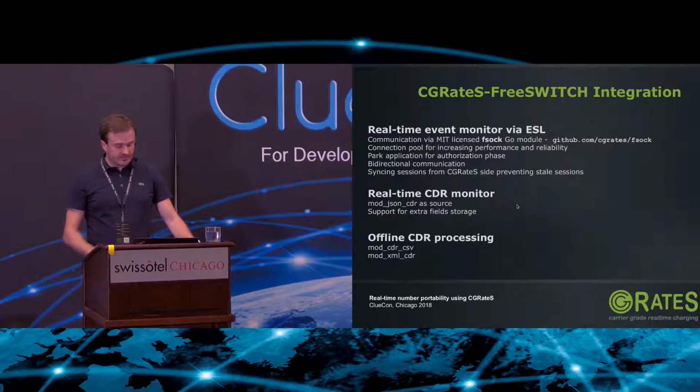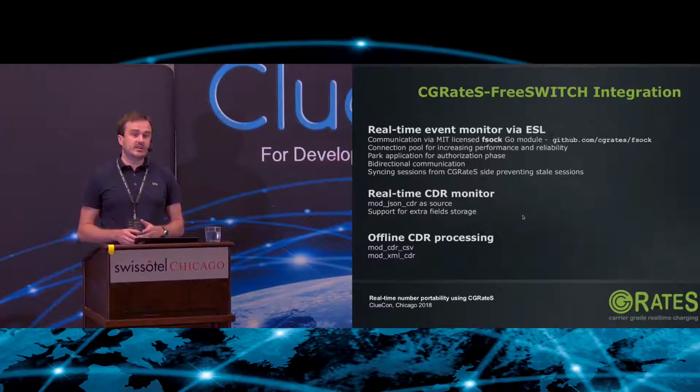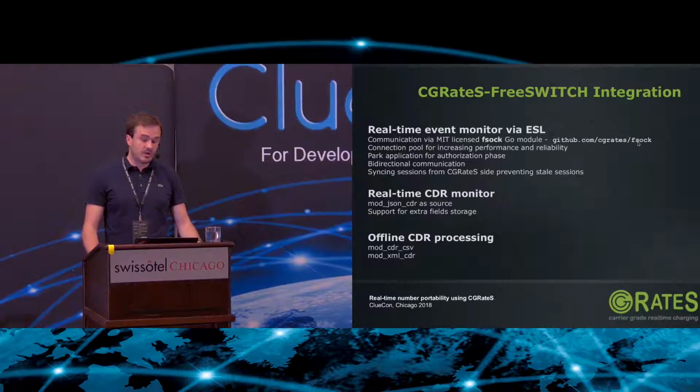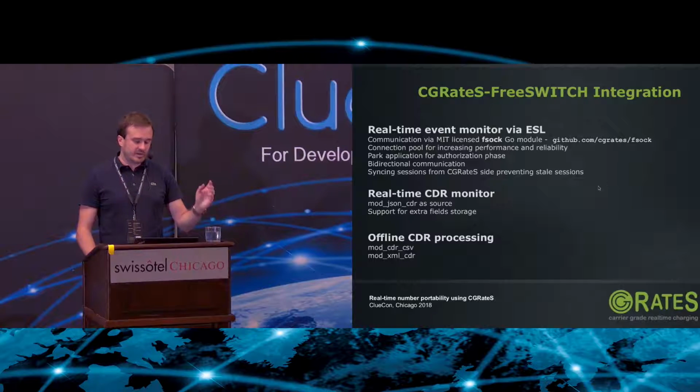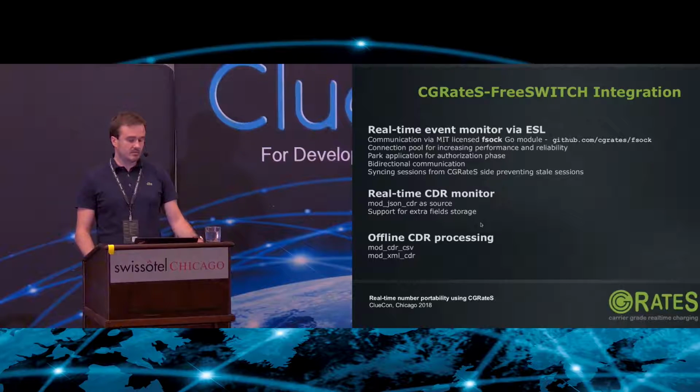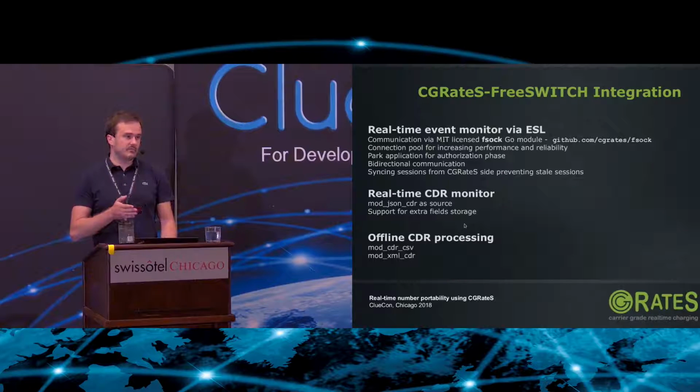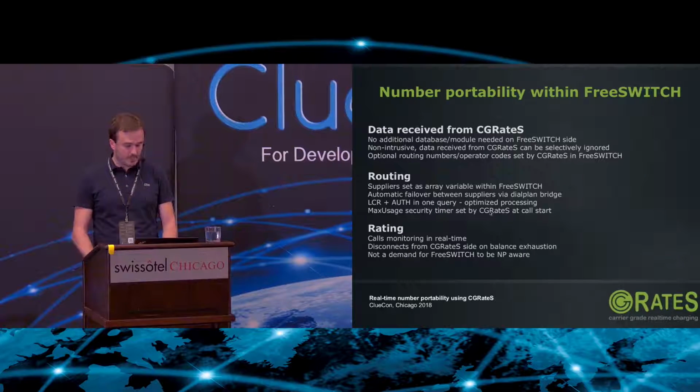In terms of FreeSWITCH integration, it's real-time via ESL. We have published a long time ago the FSock library for Go, and we have connection pool and all sorts of fancy stuff. We monitor CDRs in real time, so we get the CDRs via JSON CDR or offline via CDR CSV or XML CDR. So CDRs are completely decoupled from events in real time.